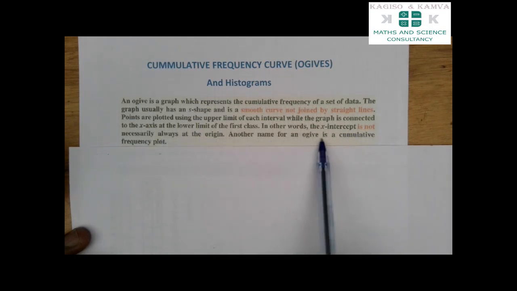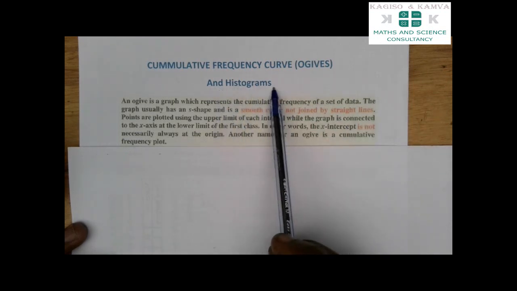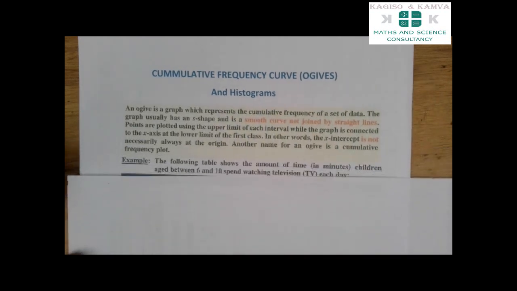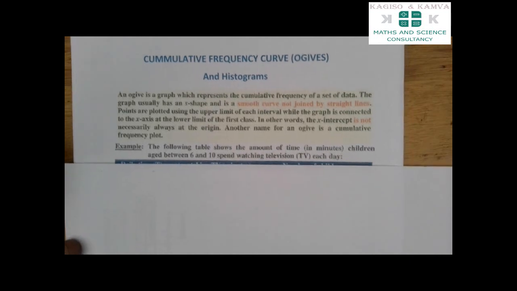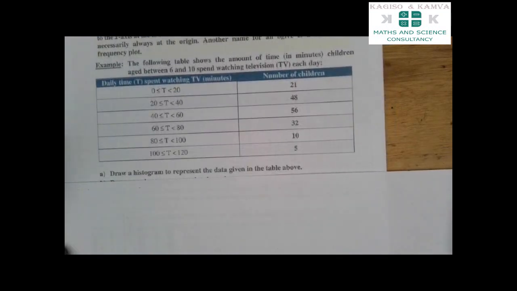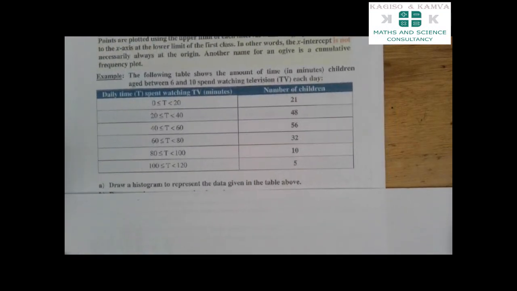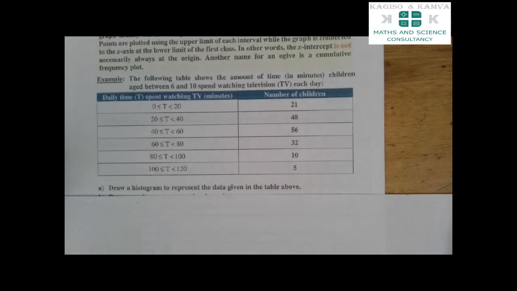Another name for an ogive is a cumulative frequency plot. So let us do an example that will also include the histograms. Now the following table shows the amount of time in minutes children aged between 6 and 10 spend watching television each day. Now this is the table that we'll be working on. Okay, so we've got our table there.